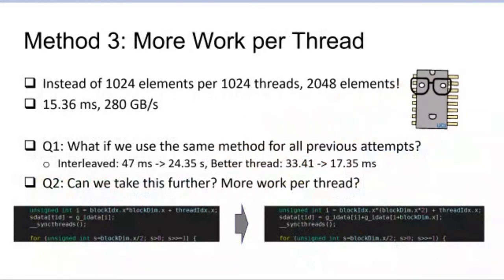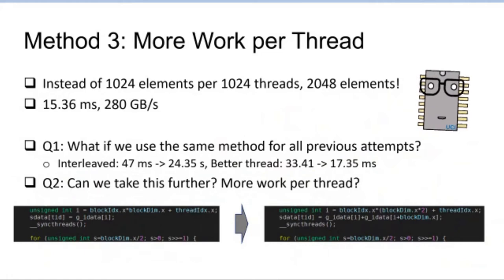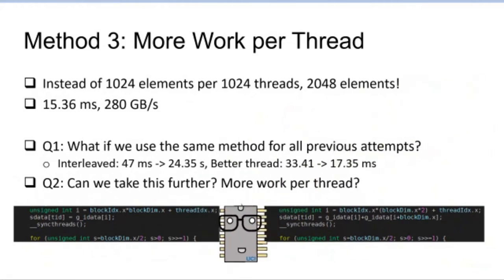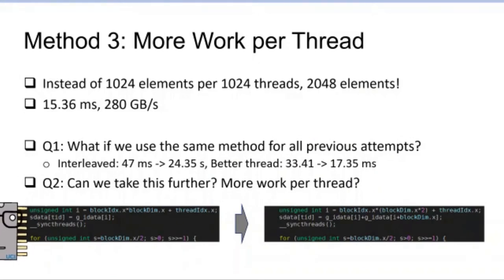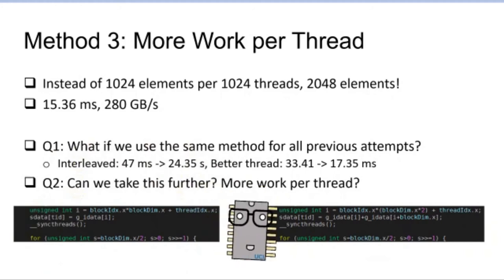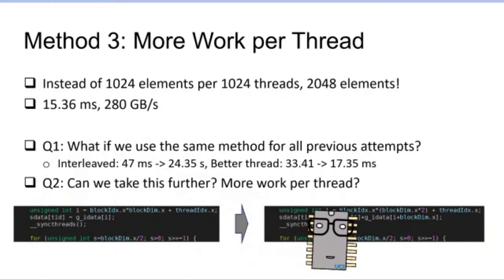So instead of having 1,024 elements being reduced by 1,024 threads, just to avoid half of the threads never doing any work, we can assign 2,048 elements to each 1,024 threads. And the approach is simple enough. When we're loading to shared memory from global memory, instead of each thread loading a single value, each thread is going to load a single value which is the sum of one location in global memory and another location in global memory, which is strided apart.